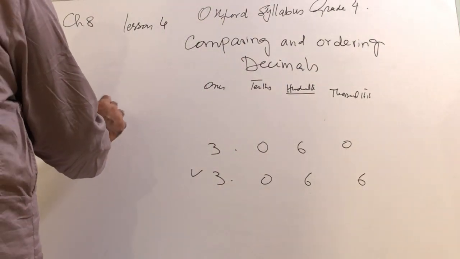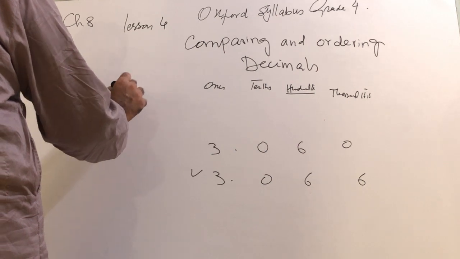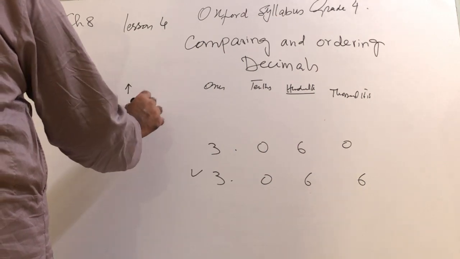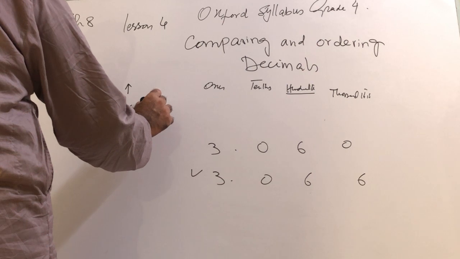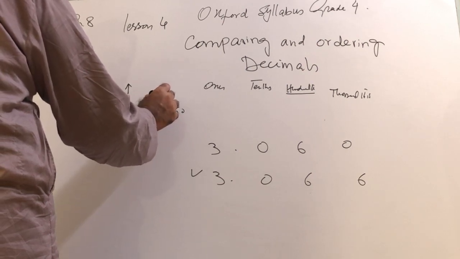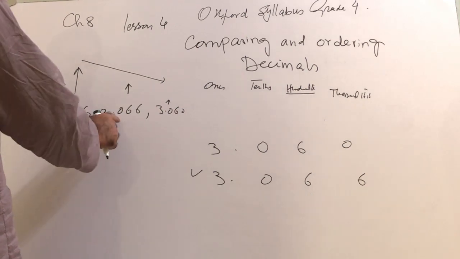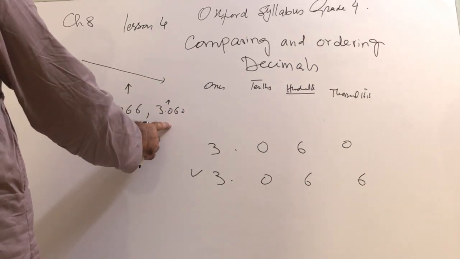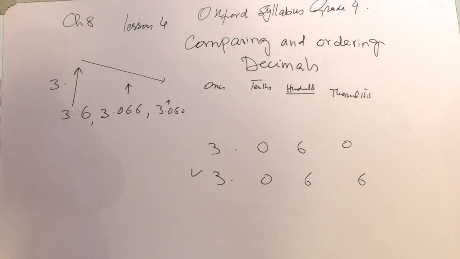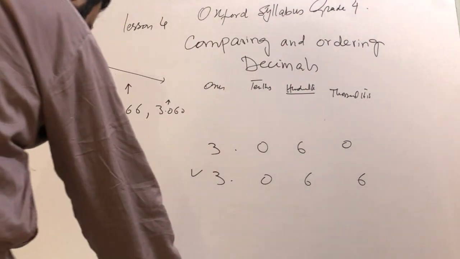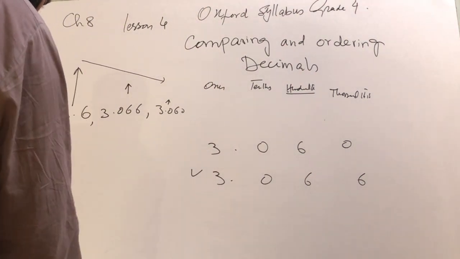Then comes 3.066. Okay. And at the end, it becomes 3.060. This is the smallest one. So this is a decreasing order. Okay. Biggest, and number 2, then the smallest. It is in decreasing order. Okay. So this was how to arrange it in a decreasing order.